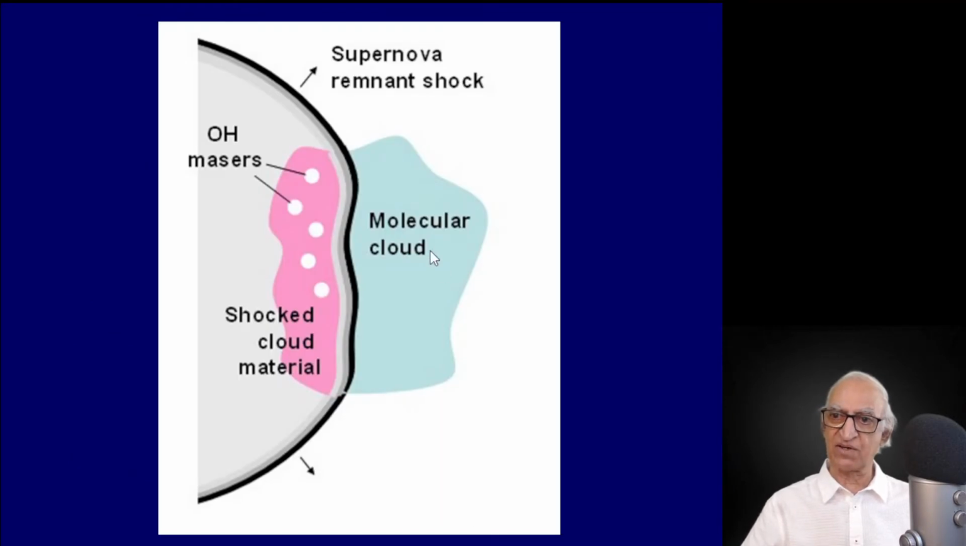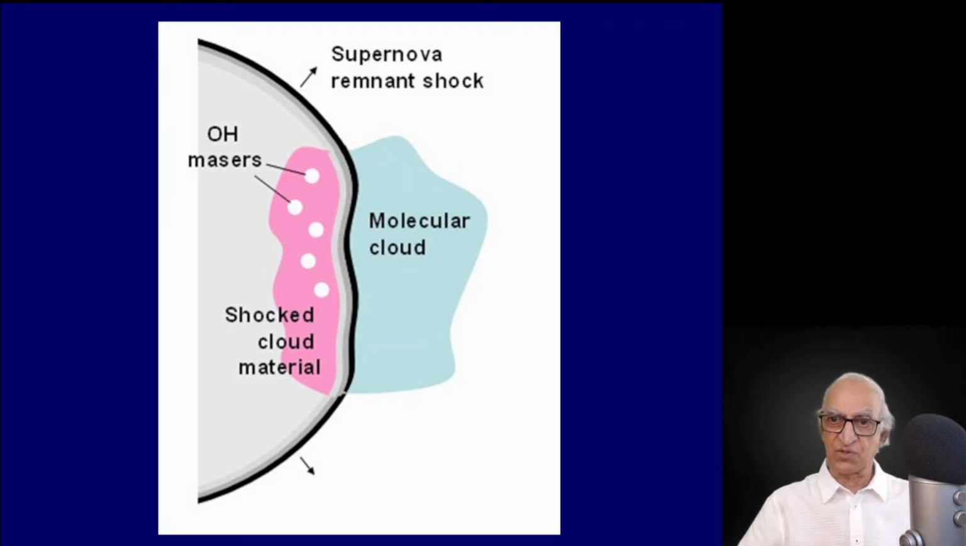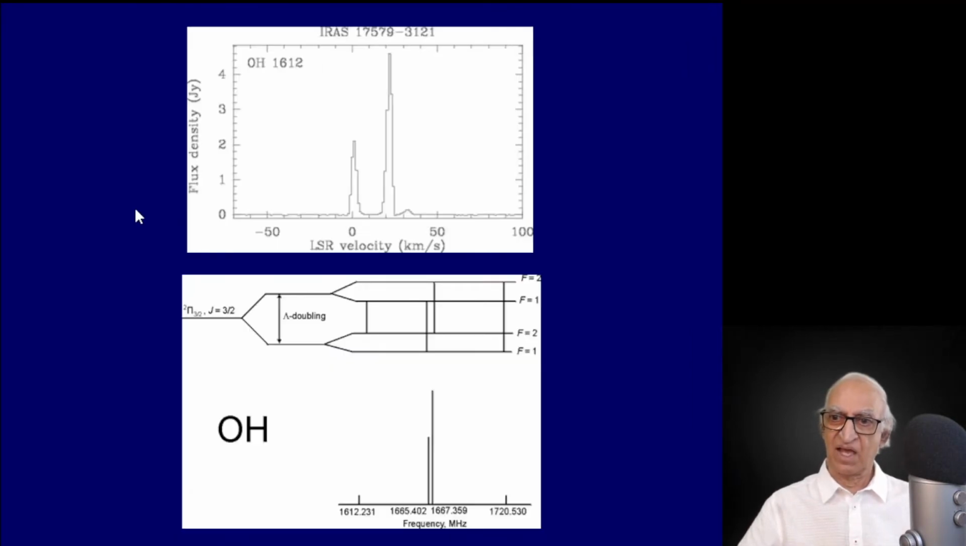So if you have a molecular cloud, which is being clobbered by a supernova blast wave, which we discussed in one of the earlier lectures, then in the shocked cloud, which has been overtaken by the shock, you have OH masers. This is routinely seen. These OH masers correspond to some transition. We won't deal with that. A very sharp line. Look at how sharp these lines are. That is how we identify it as a maser line.